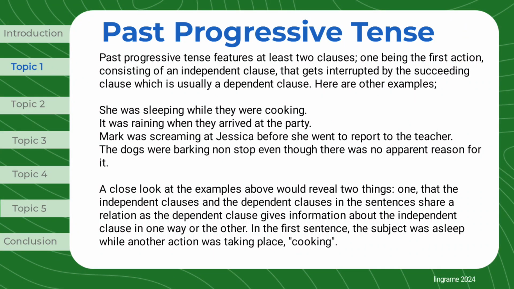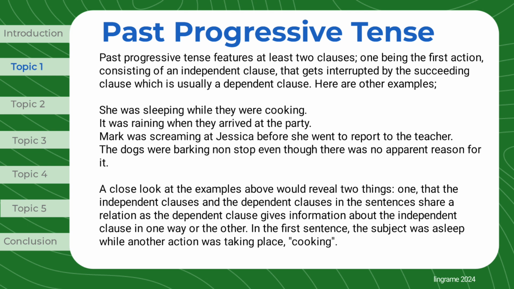Past progressive tense features at least two clauses, one being the first action, consisting of an independent clause, that gets interrupted by the succeeding clause, which is usually a dependent clause. Here are other examples. She was sleeping while they were cooking. It was raining when they arrived at the party. Mark was screaming at Jessica before she went to report to the teacher. The dogs were barking non-stop even though there was no apparent reason for it.